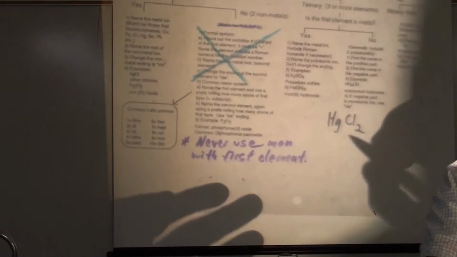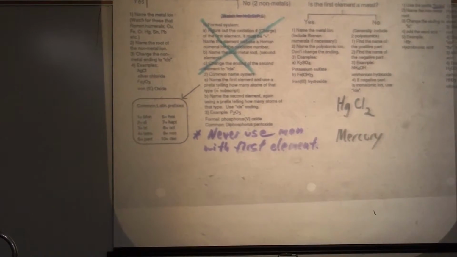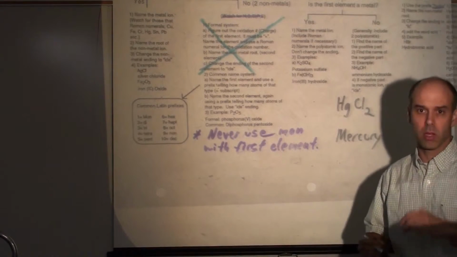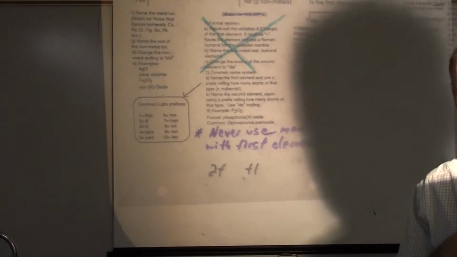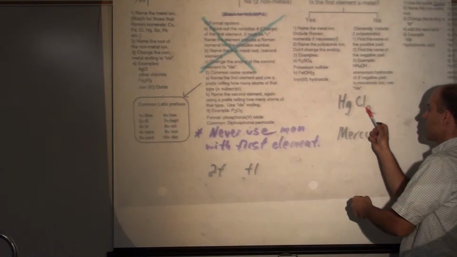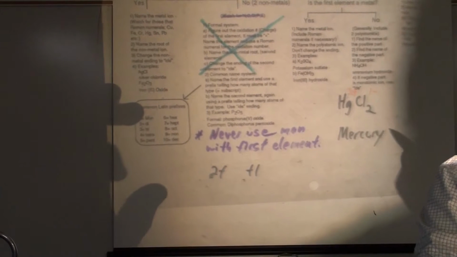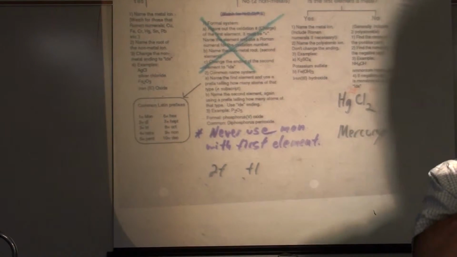Name the metal ion. Mercury. Watch out for the ones with Roman numerals. So, what charge does mercury have? Because it's going to be either a +1 or a +2. So if it's got more than one charge, you have to reverse it. Okay? So the 2 goes up there, 1 goes there. It's mercury 2 chloride.